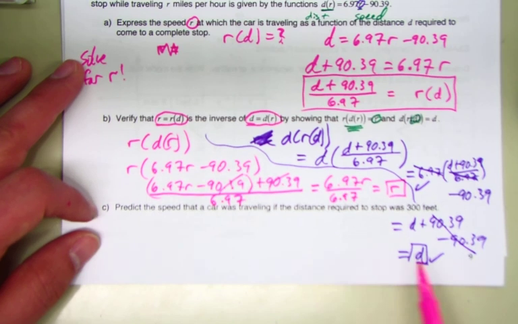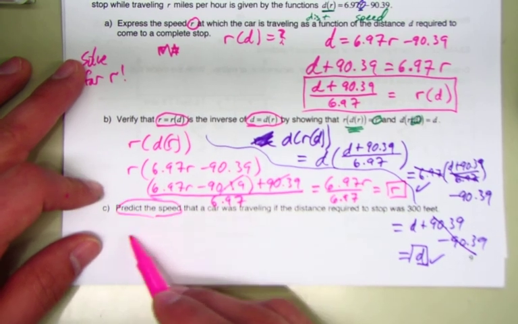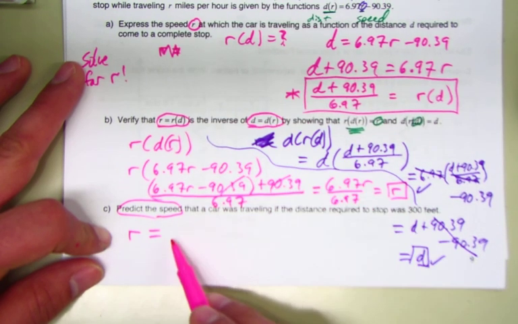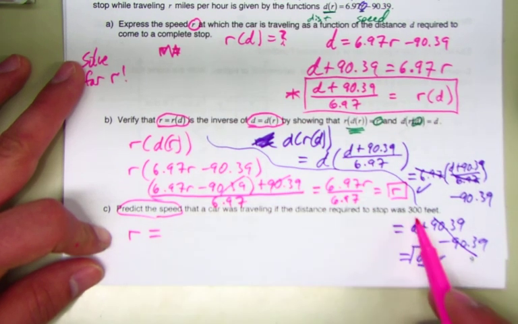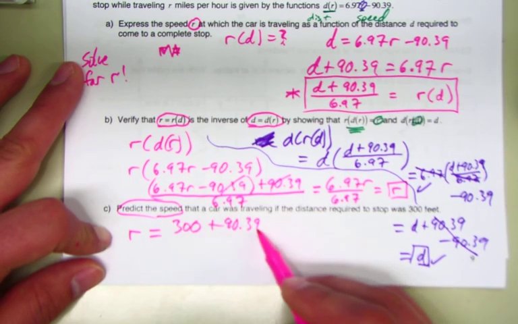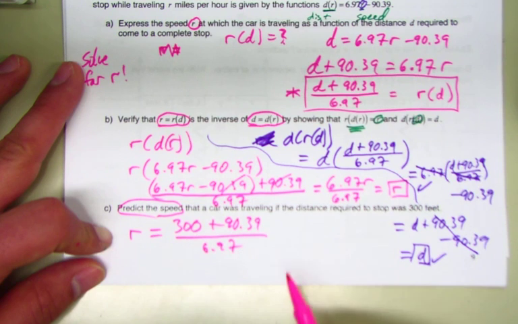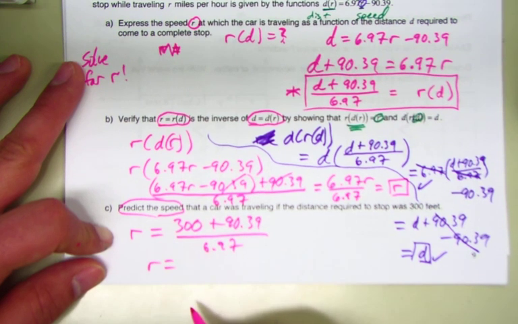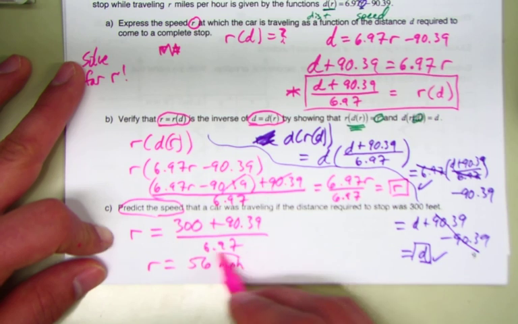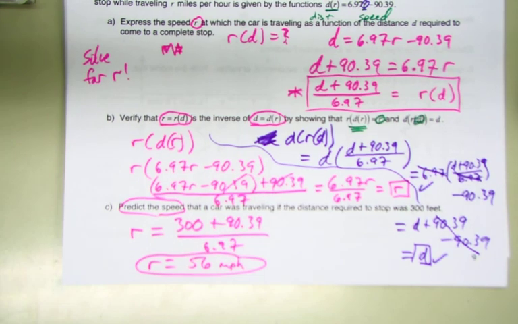Well, now we have a formula for speed, which is r. I got that right up here. We're just going to plug in the distance required, which was 300. So that'll be 300 for d plus 90.39 divided by 6.97. Type that into the calculator, and we get about 56 miles per hour. Okay, that will be the end of that.